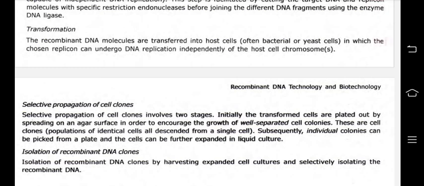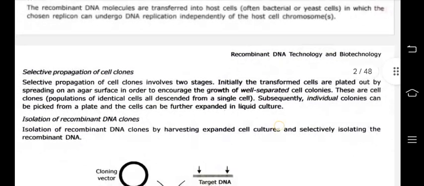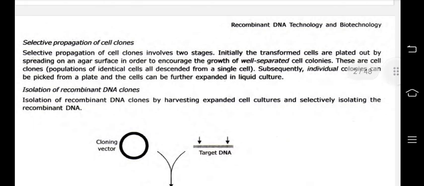Then selective propagation of cell clones. Selective propagation of cell clones involves two stages. Initially, the transformed cells are plated out by spreading on an agar plate in order to encourage the growth of well-separated cell colonies. These are cell clones, populations of identical cells, all descended from a single cell. Subsequently, individual colonies can be picked from a plate and the cell can be further expanded in liquid culture. Isolation of recombinant DNA clones: harvesting expanded cell cultures and selectively isolating the recombinant DNA.